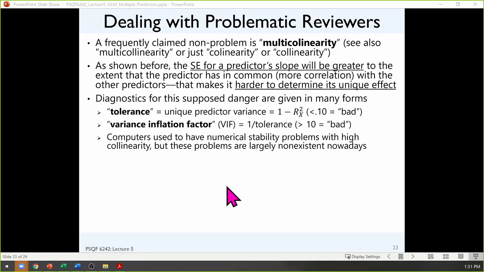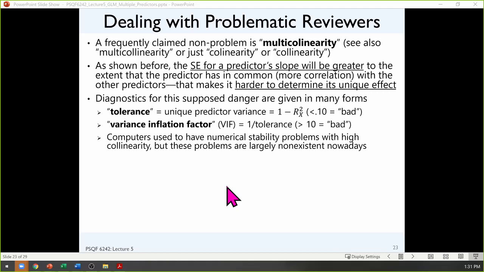Multicollinearity. Have you heard this term before? Yeah, it's spelled different ways. I'm not even sure which is correct. Either collinearity with one L or two L's or multicollinearity. All of those words mean the same thing. It's someone who is concerned about the extent to which your predictors are correlated. They're very concerned about that.